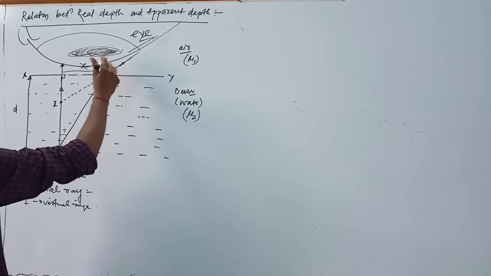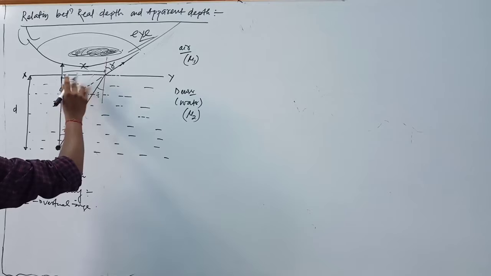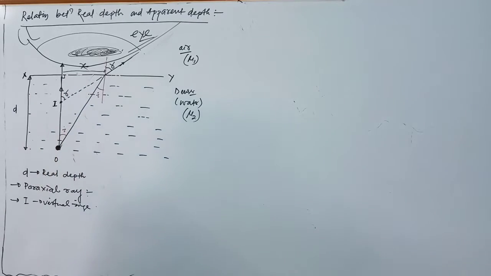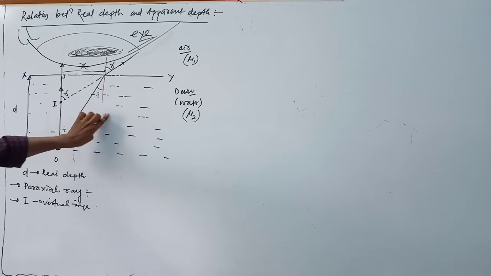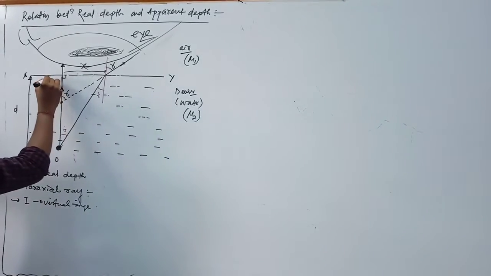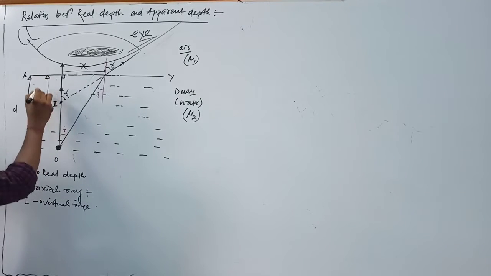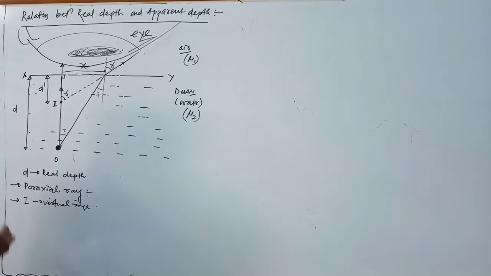Clear? And this angle is known as angle of refraction R. So this angle will also be R. Clear? Now we have to find this distance. This distance is known as apparent depth, and this distance is taken to be d dash. So what is d dash? D dash is known as apparent depth.